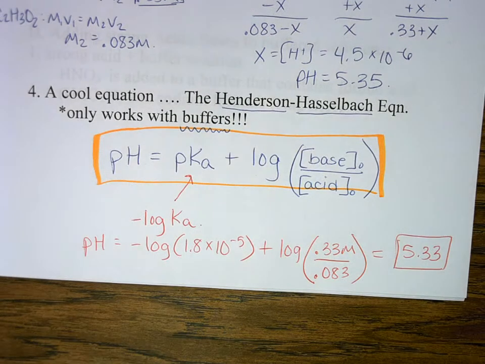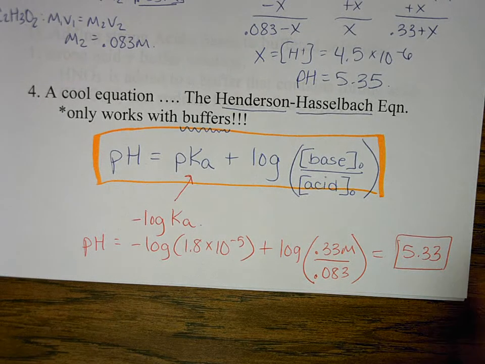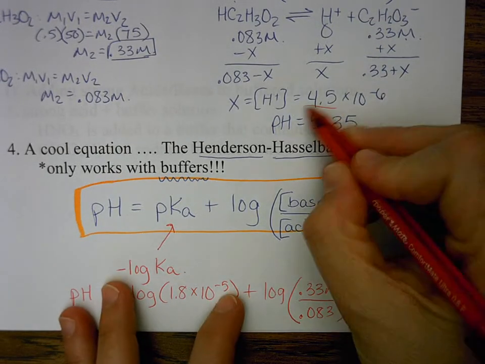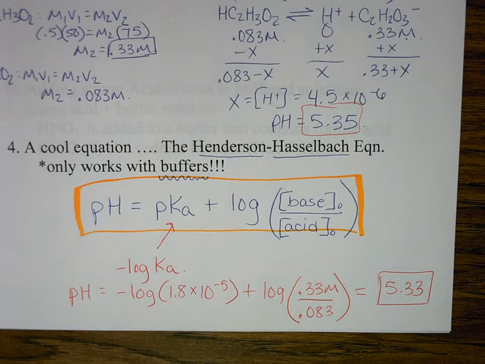Okay, you should get 5.33. If you compare that to the answer that I got up here, which is 5.35, really that is the same answer. And so this equation is a lot easier than having to set up ICE tables and having to do M1V1 and all that stuff.